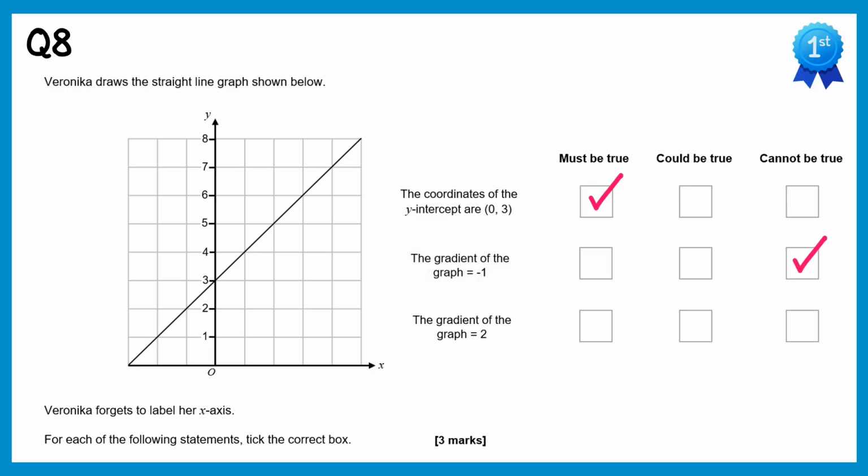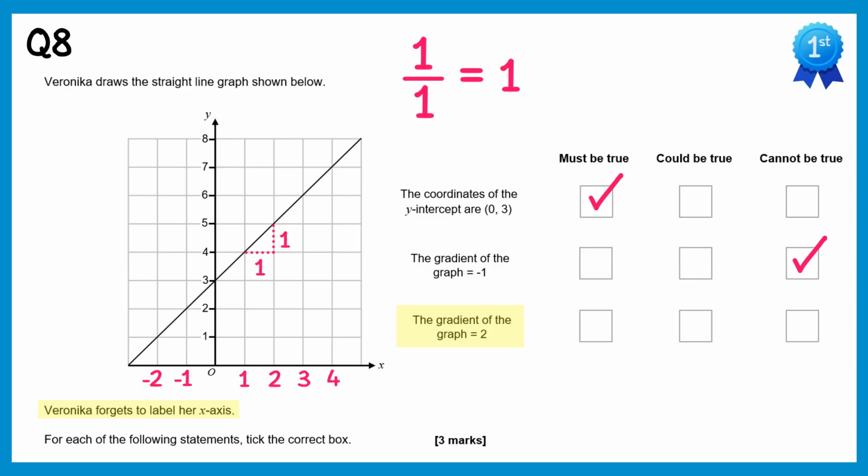And for the final statement, it says the gradient of the graph equals 2. Now it does say in the question that Veronica has forgotten to label the x-axis. So the gradient will depend on how we label it. So if we labelled it like this, where each square represents 1 unit, and then found the gradient, we draw a gradient triangle like this, and we can see the change in x is 1, the change in y is 1, and to find the gradient I do the change in y divided by the change in x, so 1 divided by 1, which is 1. So it's certainly possible to have a gradient of 1, but the question said the gradient is equal to 2.